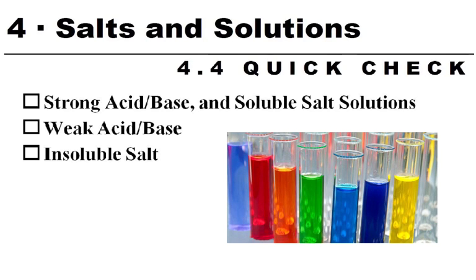I'm going to go over the answers for the 4.4 quick check. Now remember, on the 4.4 quick check we are looking at strong acids and bases in soluble salt solutions, and we're going to do in this problem here a strong base and a soluble salt solution, but it would work for strong acids. And then we're also going to be doing some weak acid base, and we're going to concentrate on just the weak acid. So when we learn how to do a weak acid, we could extend that to a weak base pretty easily.